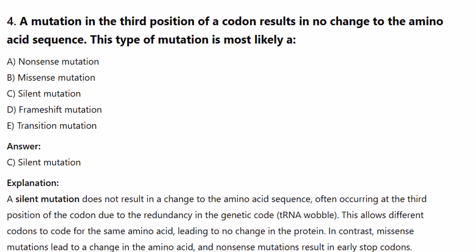A silent mutation does not result in a change to the amino acid sequence, often occurring at the third position of the codon due to the redundancy in the genetic code, tRNA wobble. This allows different codons to code for the same amino acid, leading to no change in the protein. In contrast, missense mutations lead to a change in the amino acid, and nonsense mutations result in early stop codons.